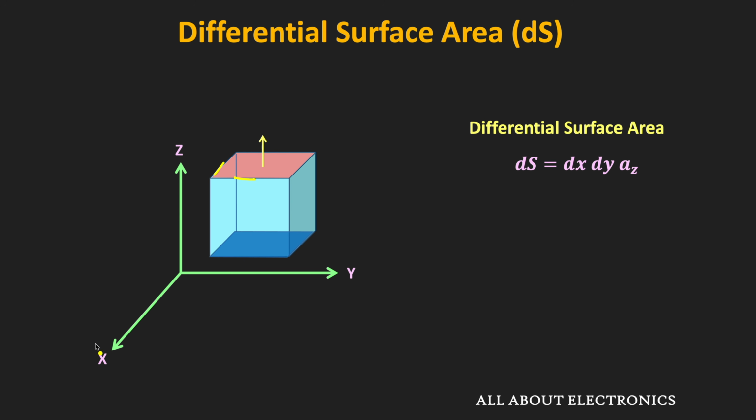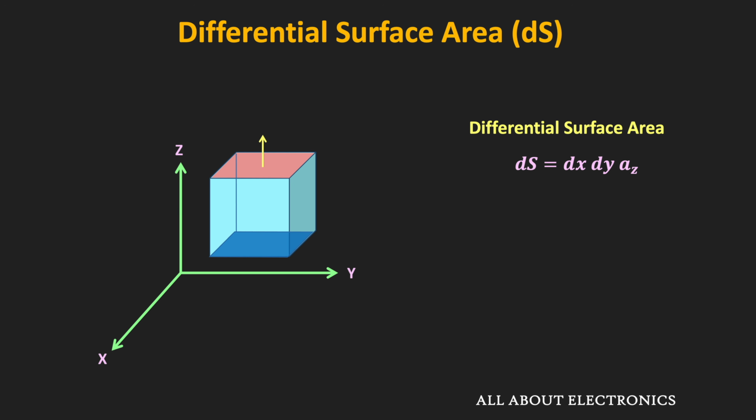That means for this bottom surface also, the differential surface area can be given by the same expression. But here, the direction of the vector will be the opposite. Because as I said, for the differential surface area, the vector is always normal to the surface and it is pointing in the outward direction. So therefore, for the bottom surface, the expression remains the same, but because of the change in the direction of the vector, we will also have the negative sign. That means in this case, the vector is pointing in the negative z direction.